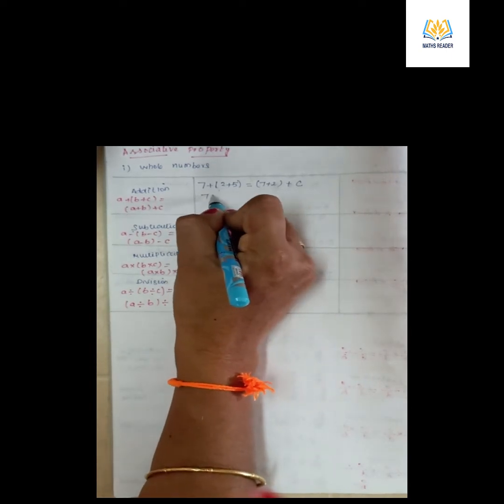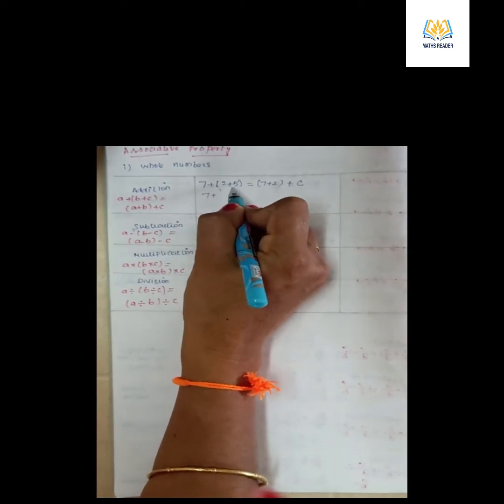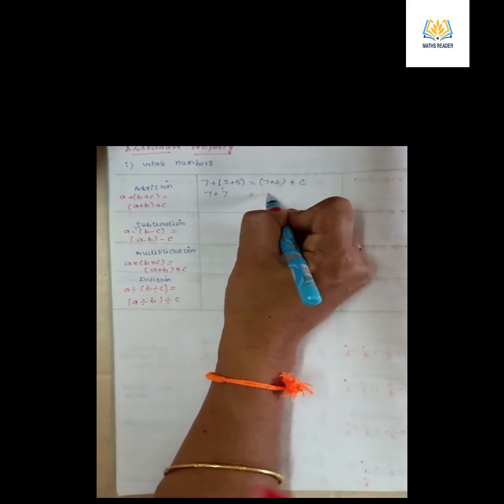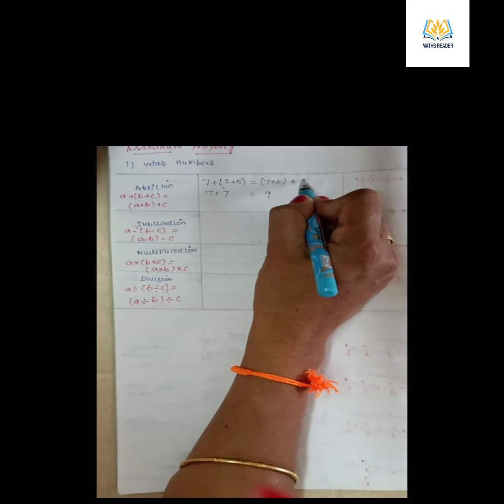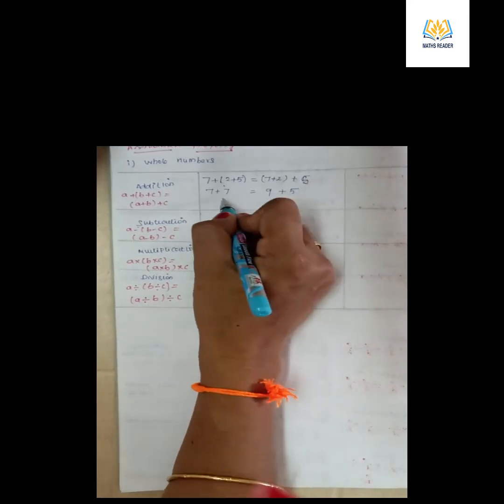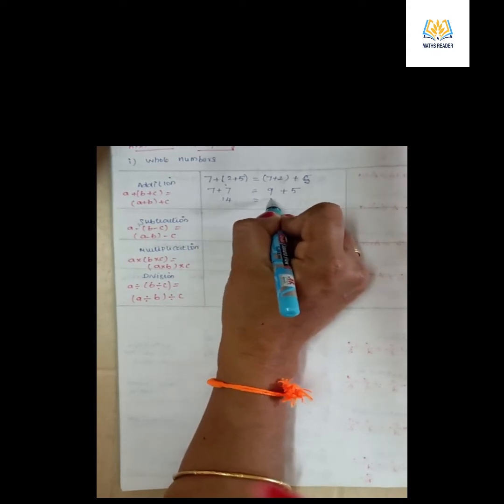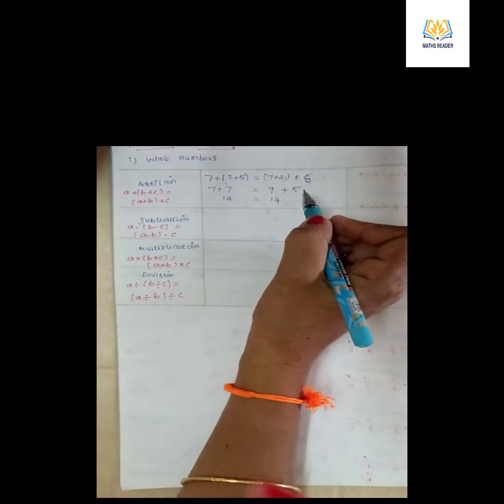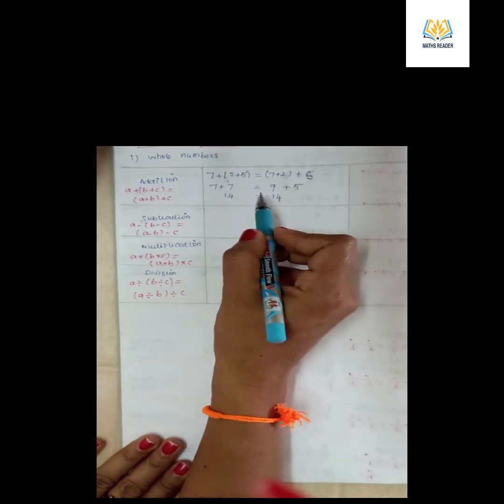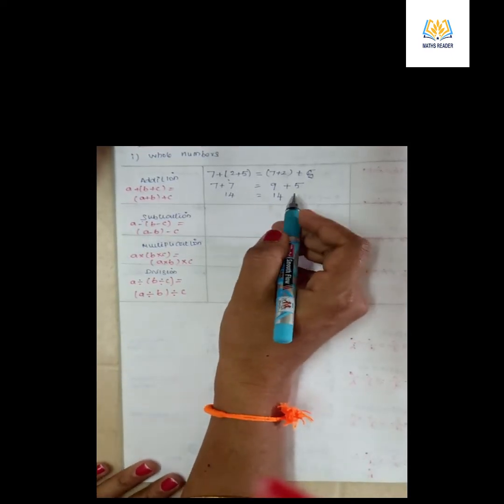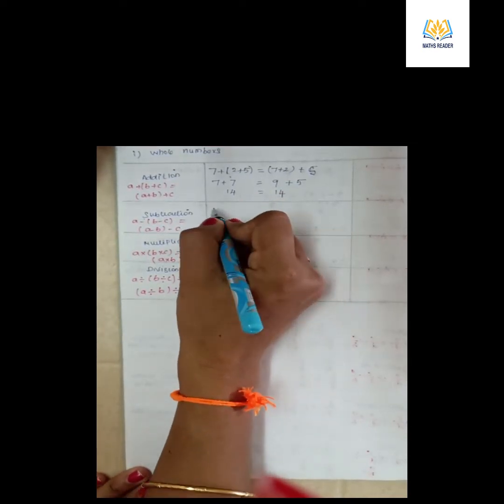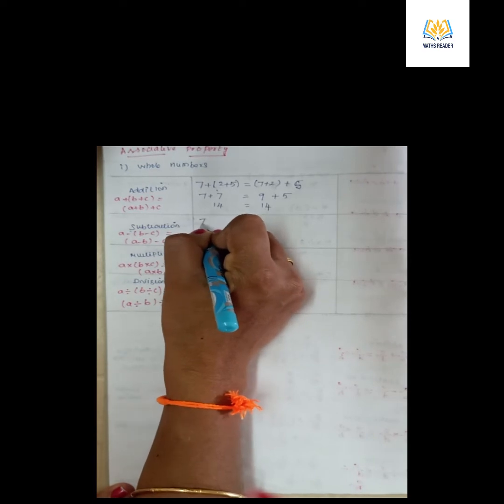So what is the answer? 7 plus 2 plus 5: 7 plus 2 is 9. Sorry, this is 5. 9 plus 5, so this is 14, equal to 14. So left hand side is equal to right hand side. So this addition is associative. This addition satisfies the associative property. Next we'll check for subtraction.